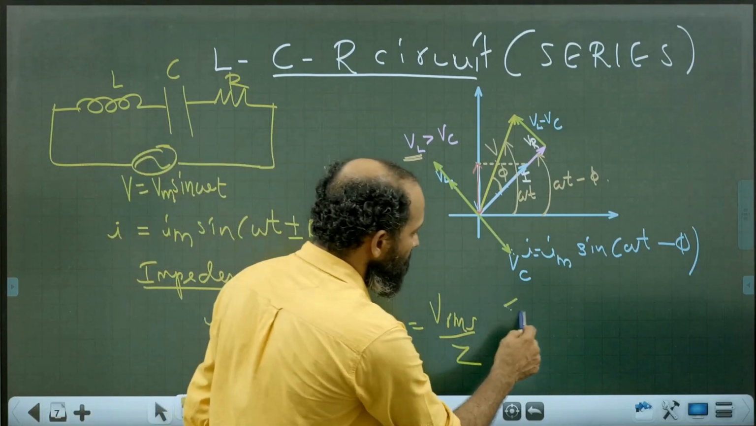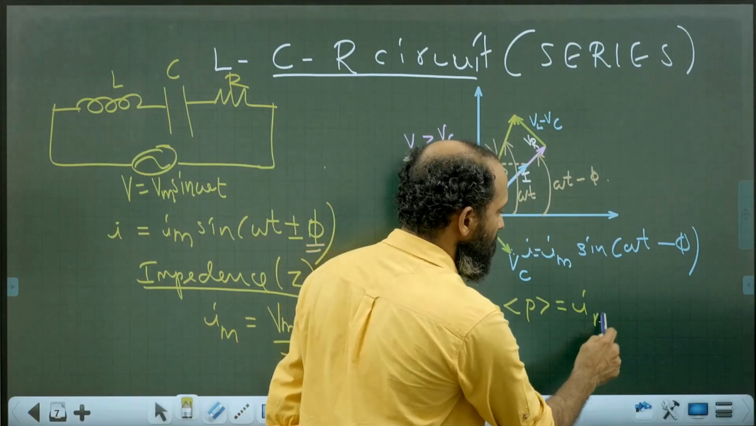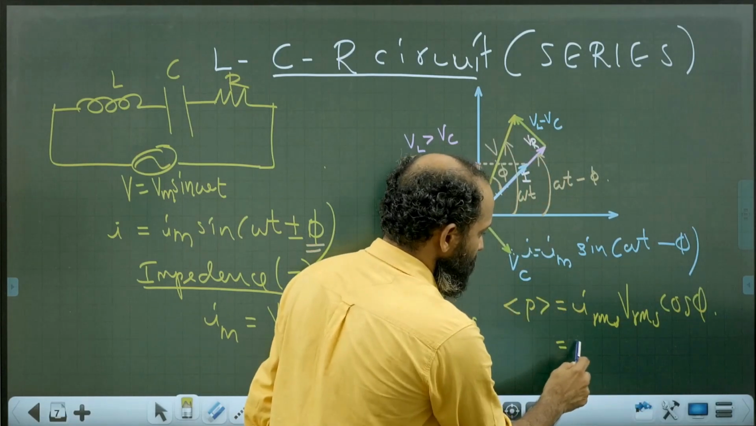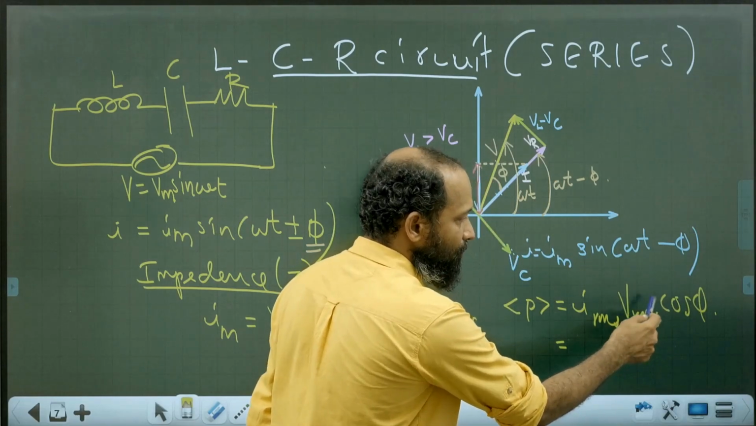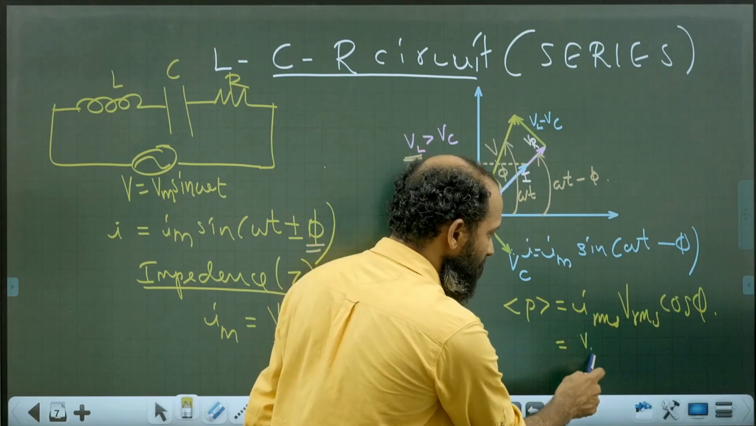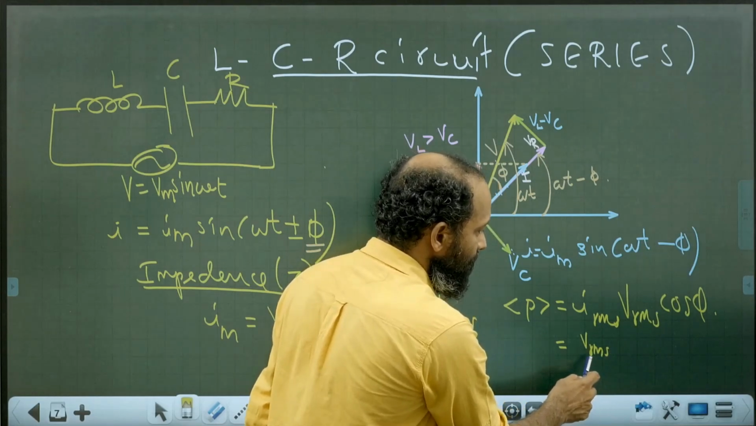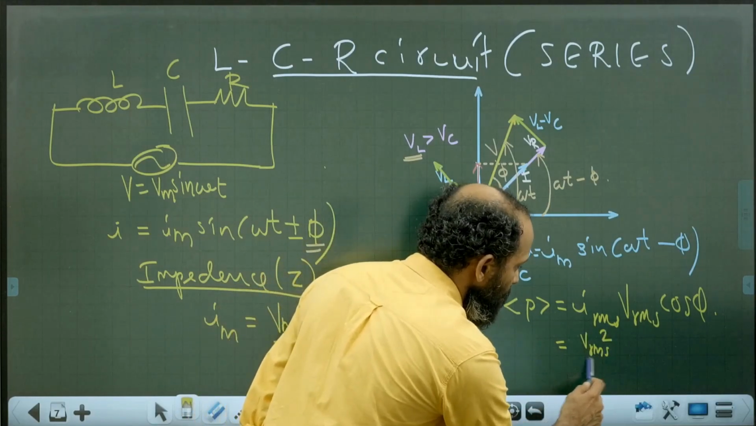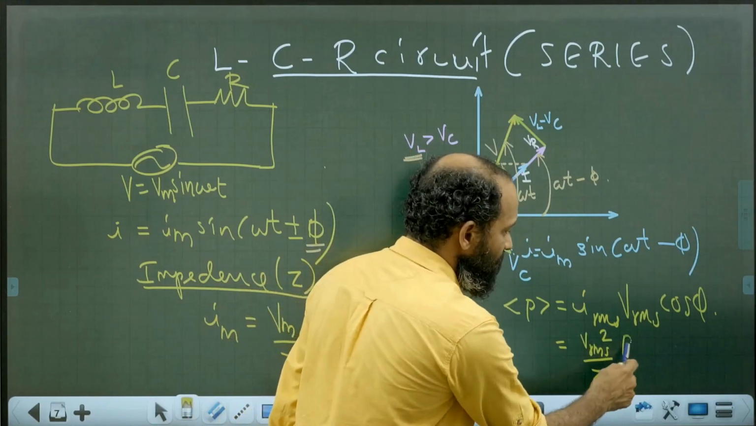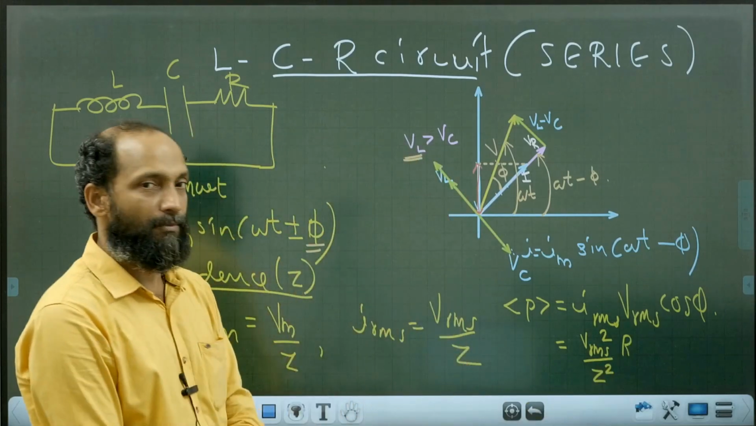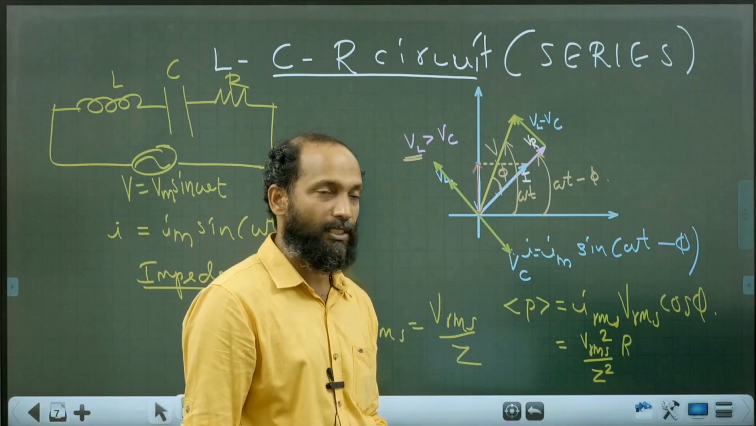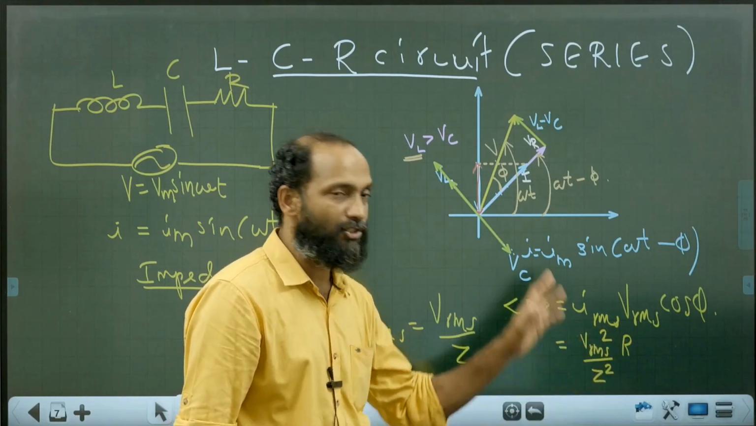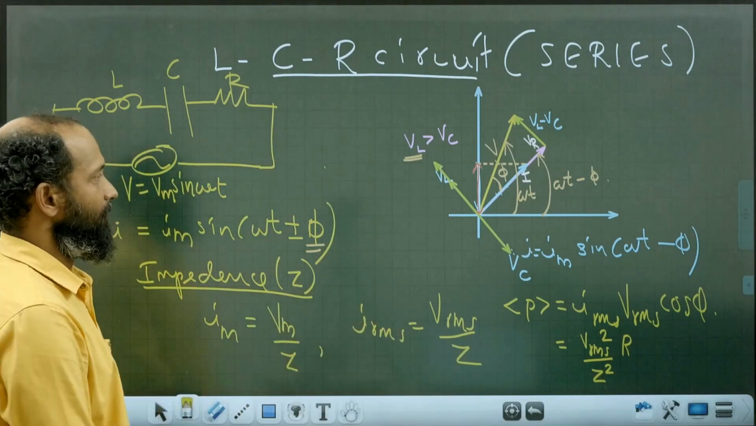So the general formula for average power, you can use here: IRMS VRMS cos phi, where cos phi is R by Z. IRMS can be written as VRMS divided by Z. Then you get VRMS square divided by Z times cos phi, which is R by Z. That is average power. You can have this equation, a very popular and important equation. Many times it is asked in exams. VRMS square into R by Z square, that is also average power.